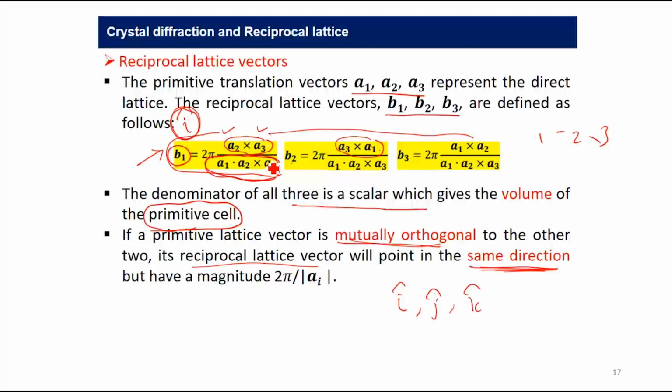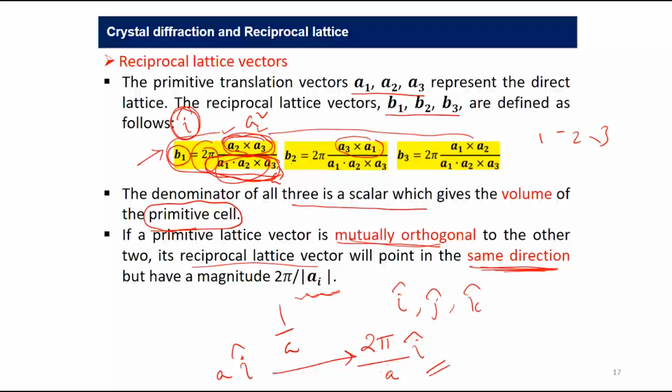Why 2 pi by mod a? Because the numerator will have a square and the denominator will have a cube, so 1 by a will be left out. This is 2 pi. So it will be something like 2 pi by a, where a is the modulus of the a vector, in the same direction. That means for a i cap, you will have 2 pi by a i cap. Okay.